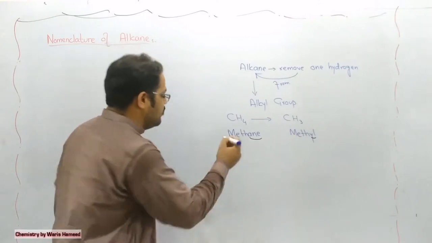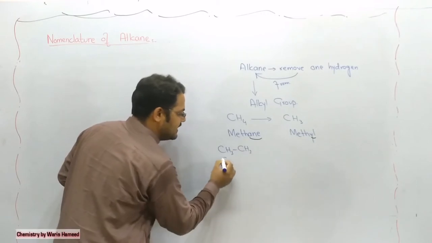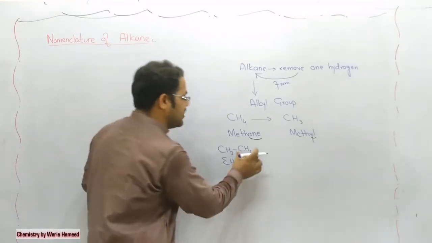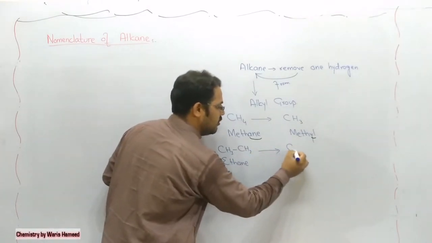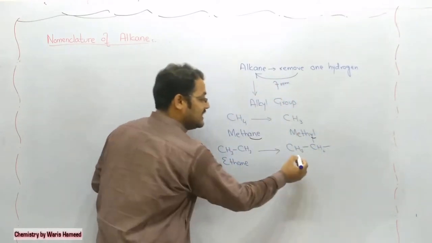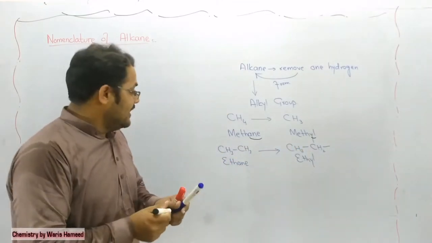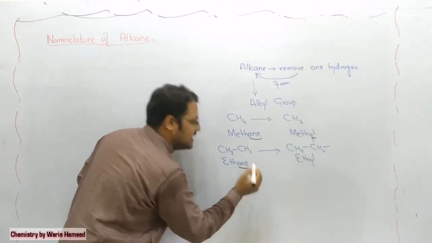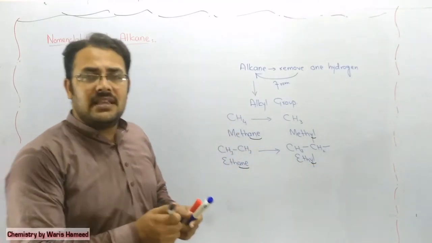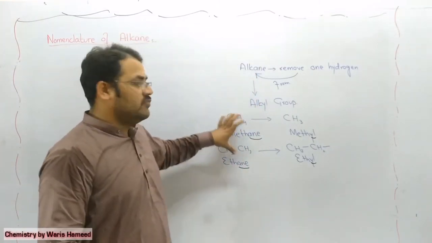Another example, if we have ethane, CH3 single bond CH3, and I am going to remove one hydrogen from this CH3 group. Now it forms CH3CH2. It's ethyl. Look again that A and E is being replaced by YL. It is the easiest naming, in which we just replace A and E of the alkane with YL.